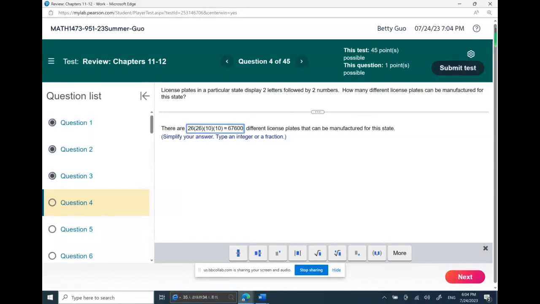This state doesn't have many cars. License plates in a particular state display 2 letters followed by 2 numbers. 26 times 26, 676, times 100. Okay.